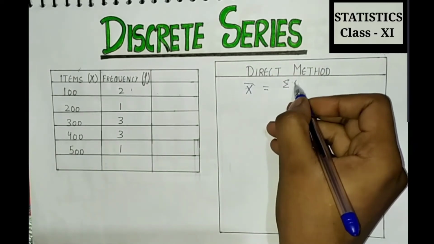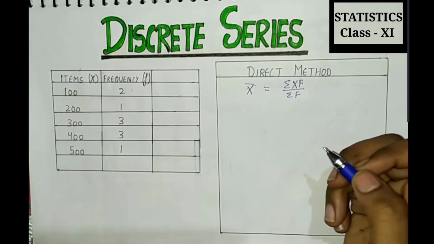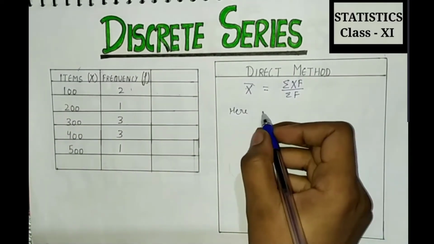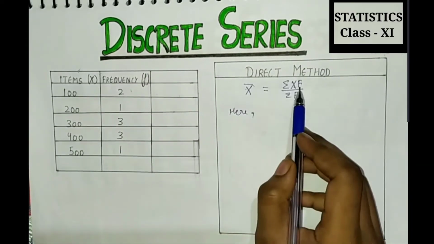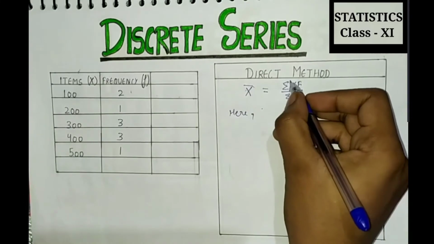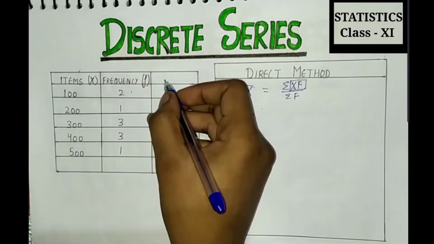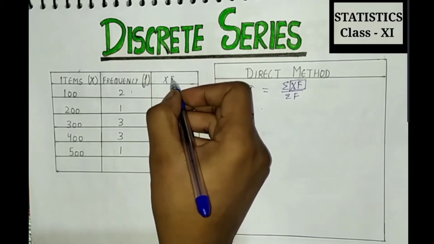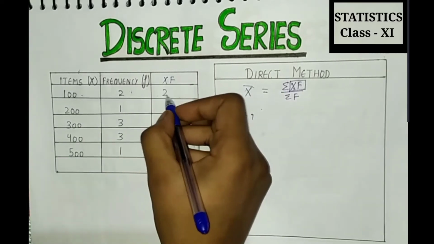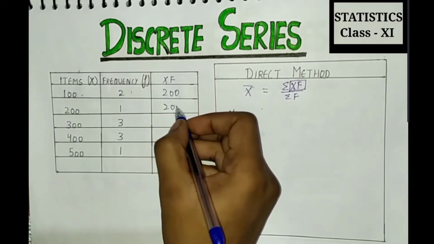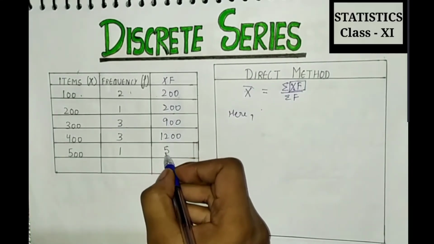The formula for the direct method is mean is equal to sigma xf upon sigma f. Here x is denoted by our items and f denotes our frequencies. This term xf means the multiplication of items with their frequencies. So the next column is xf. We have to multiply items with their frequencies. So this is 200, this is 200, this is 900, this is 1200, and this is 500.